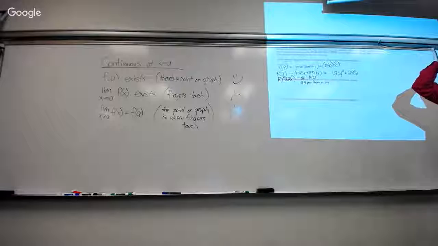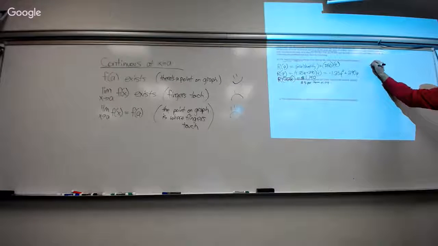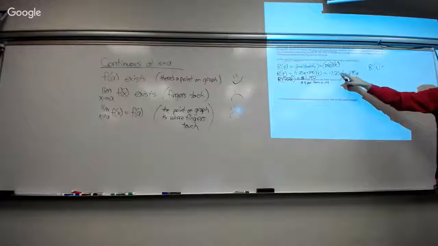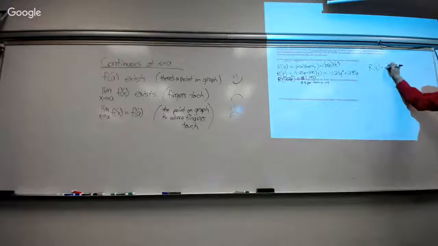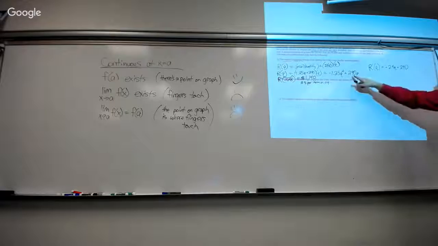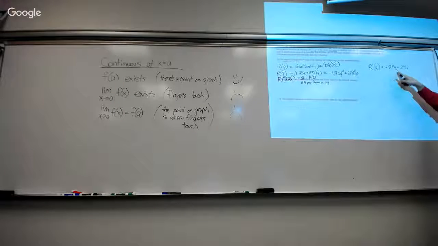So how do we get marginal revenue? You take the derivative of revenue. What's the derivative of negative 1.25Q squared plus 290Q? We bring down the 2 and multiply, so that's negative 2.5Q plus 290. That's the derivative of our revenue function. So now we've taken the derivative. This is going to be marginal revenue.